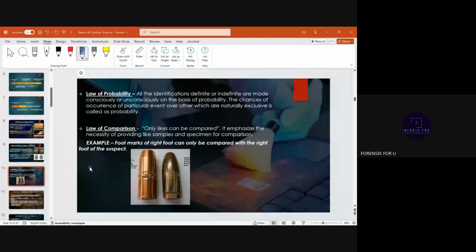Great. So, the next principle is the law of probability. It states that out of all the possibilities about the commission of a crime, the chances of occurrence of a particular event is exclusive. So, suppose there is a suicide case. On the face value, it appears to be a suicide case. The room is closed from the inside, and a girl or a boy is found hanging from the ceiling fan with a rope around the neck, and he's dead.